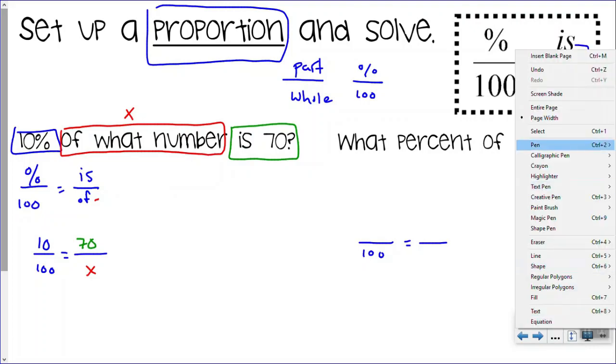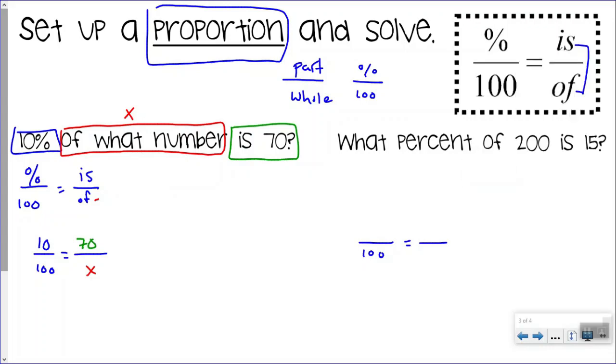Then we go through and solve our proportion, just like we've done before. We cross multiply, so we have 70 times 100. Then on the other side, we have 10 times x, or 10x. So now we just go through, set up our equation, and solve. Pause the video and see if you can find the value of x.